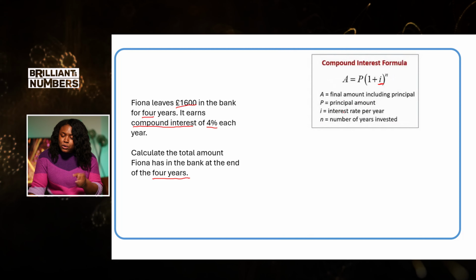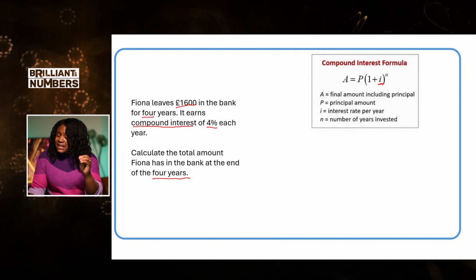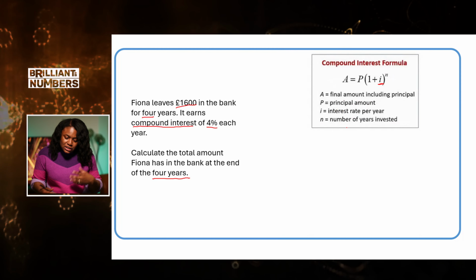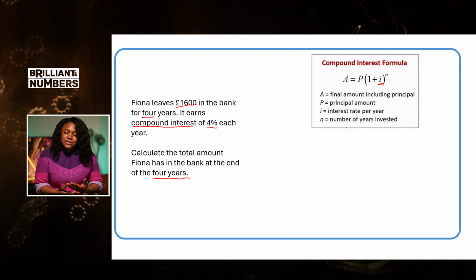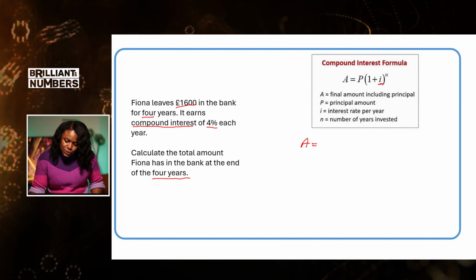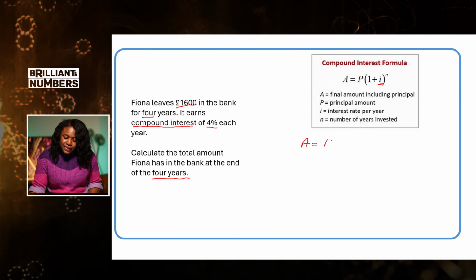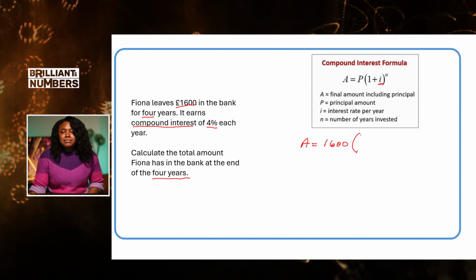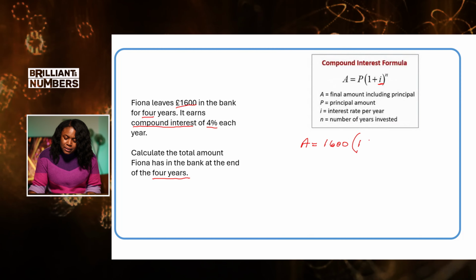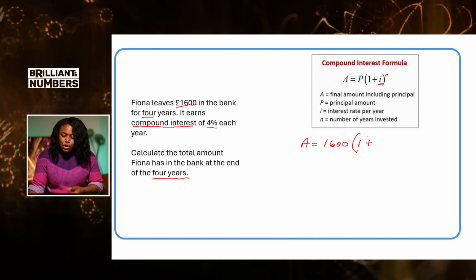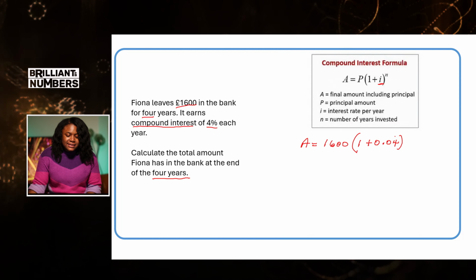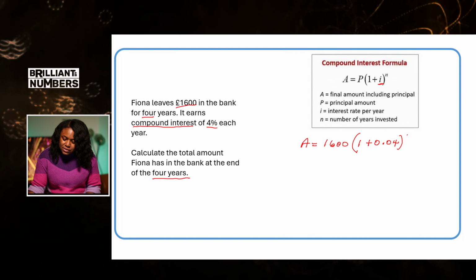P is for the principal amount, what we start with. I is for the interest rate per year. And n is the number of years. So we're going to just substitute the values from the question into the formula, put that in our calculator. So here we go. So A then is equal to our principal, which is 1,600, bracket means multiplication. So it's going to be 1 plus the interest rate. So 1 plus our interest rate is 4%, which we can write as 0.04, and that's being raised to the power of the years, which is 4 years.